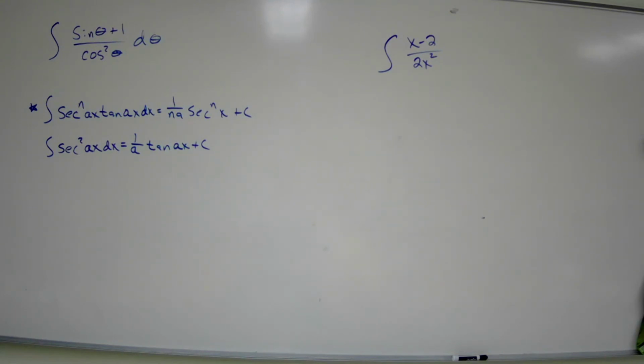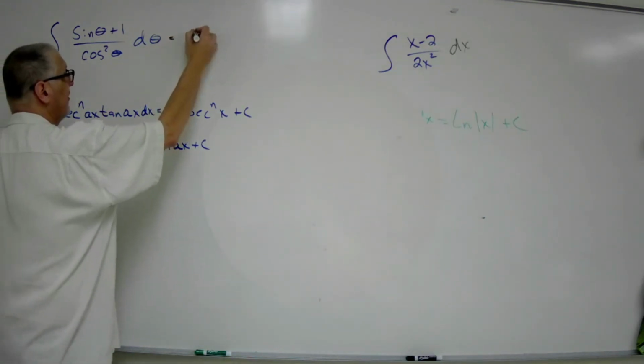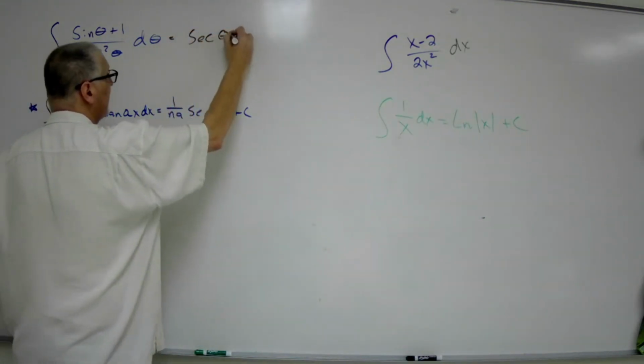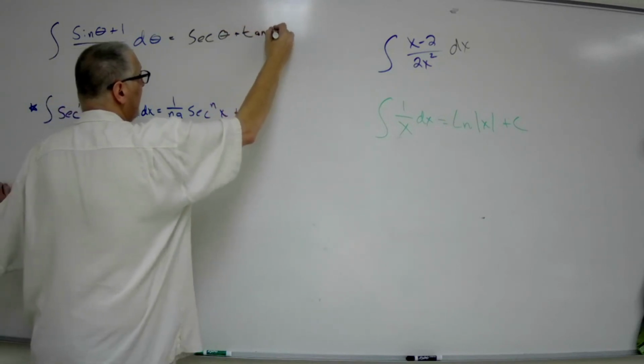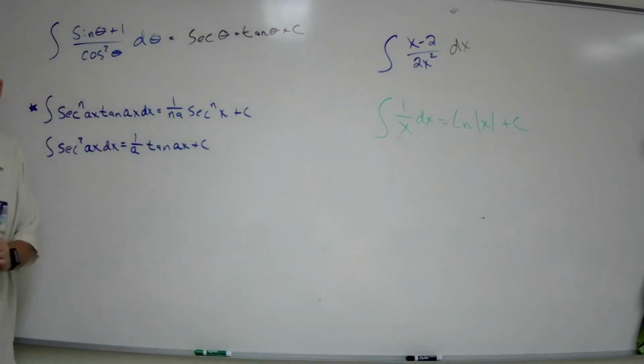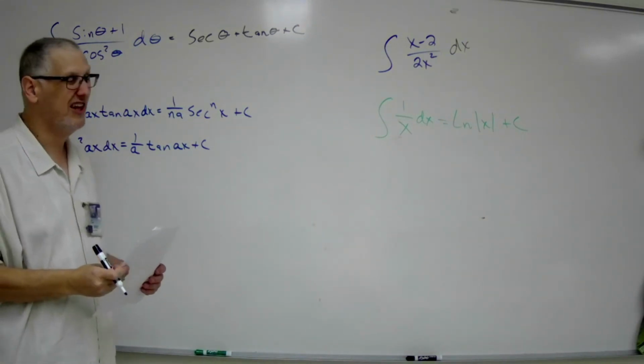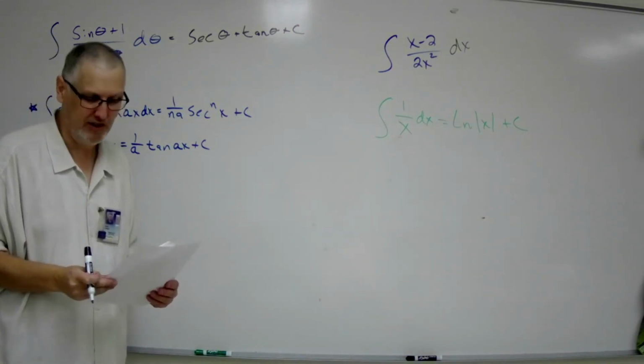The answer to this is secant theta plus tangent theta plus c. Does it matter if we split them? Not split them, like tangent theta first. Yeah, well, it doesn't. The commutative property, it doesn't matter.